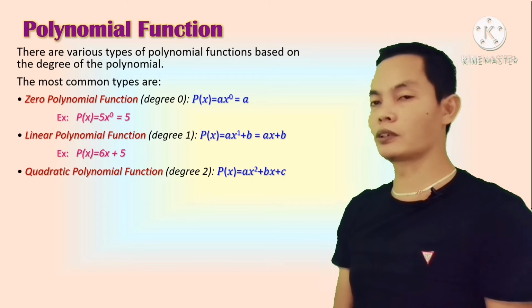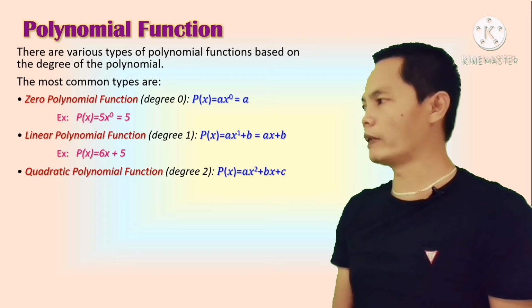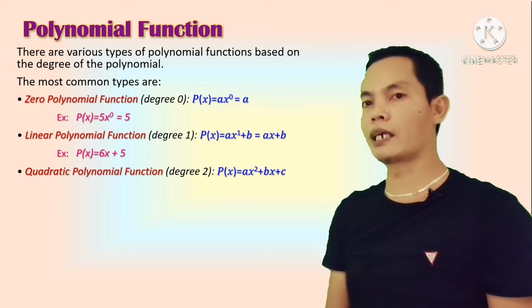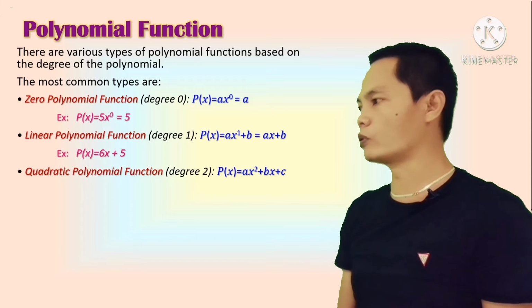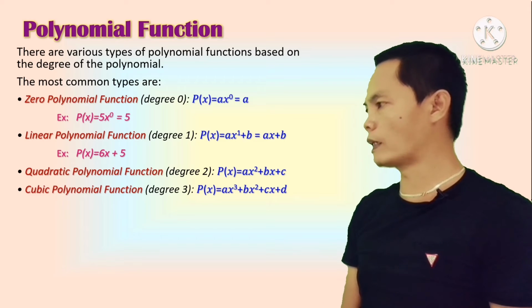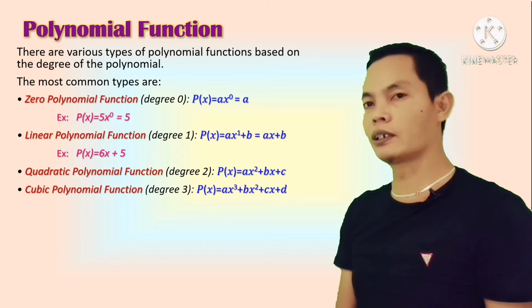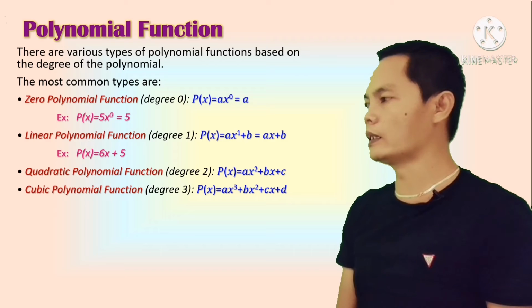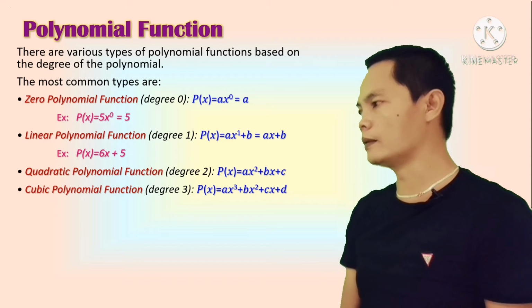Quadratic polynomial function, degree of 2. P of x equals ax squared plus bx plus c. So we already have the highest degree or exponent of 2. Cubic polynomial function with a degree of 3, or the third degree function. P of x equals ax cubed plus bx squared plus cx plus d.